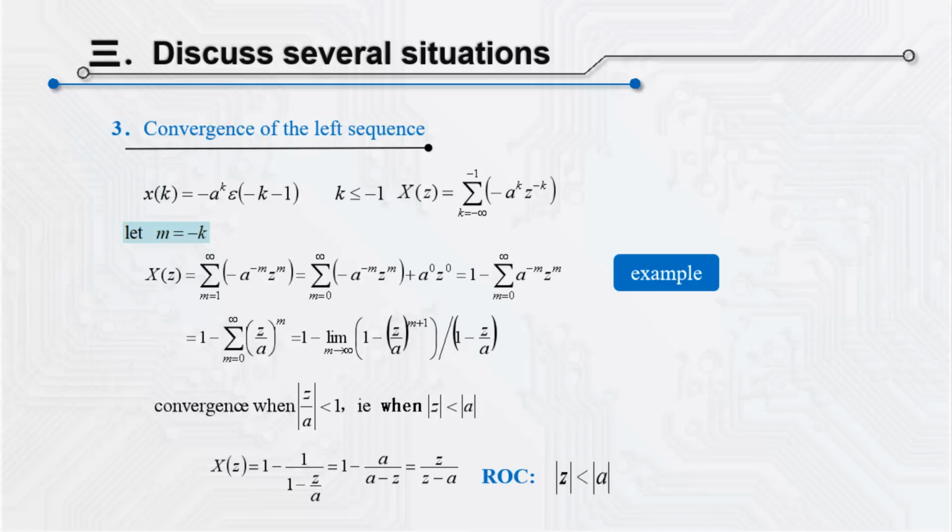When the absolute value of z divided by a is less than 1, the sequence converges to z divided by z minus a. Then the convergence domain at this time is that the modulus of z is less than a, which is the area within the circle.